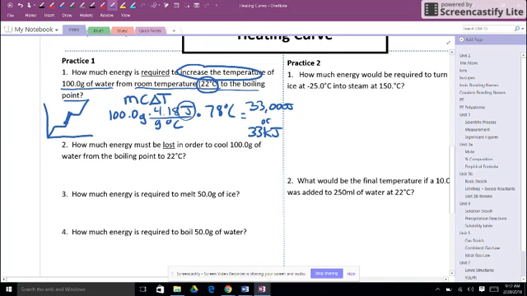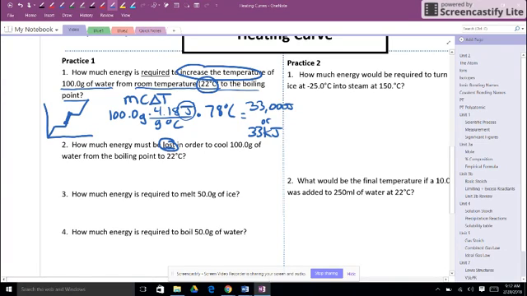Let's check out number two. How much energy must be lost in order to cool 100 grams of water from the boiling point to 22 degrees Celsius? Now, this question is really just the opposite of this last one. We're just going in reverse here. We're cooling it from the boiling point to 22 degrees Celsius. Since that word lost is in there, we don't need to put a negative value.